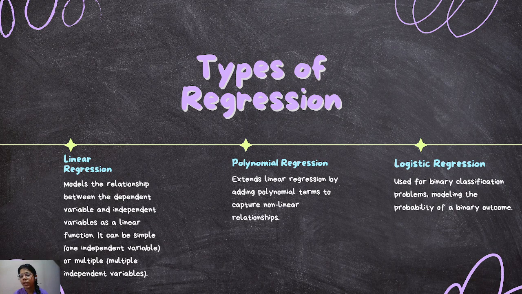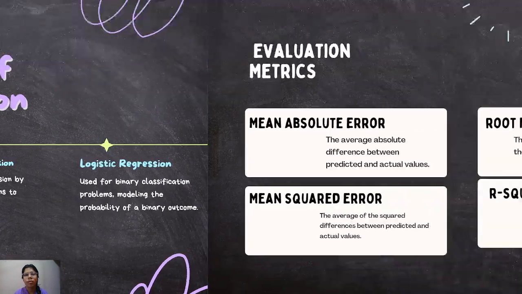Then we have logistic regression used for binary classification. Binary means only two. So it is used for binary classification problems, the probability of a binary outcome. For example, should I buy this house? Yes or no? It is an example of binary outcomes.